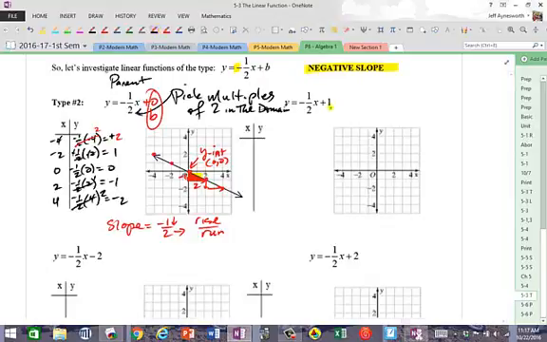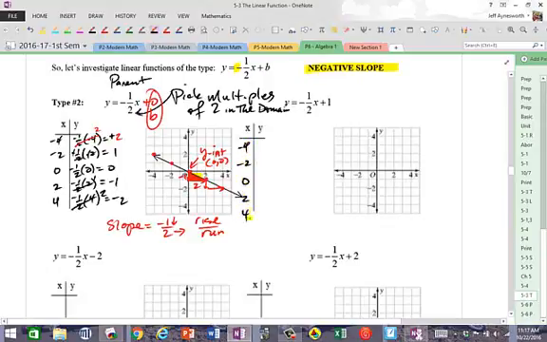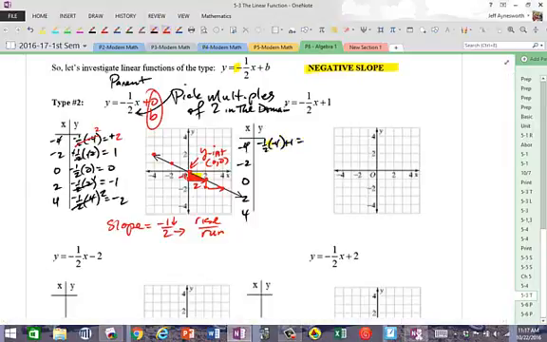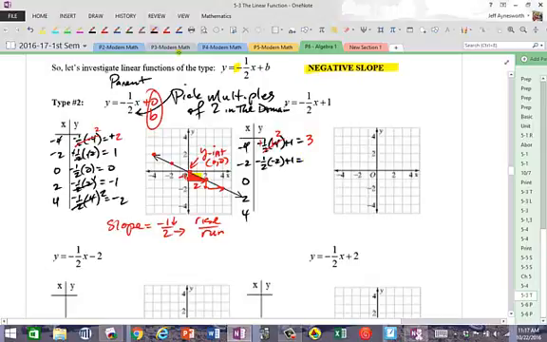Okay, so let's pick the same domain here. And let's take negative 1/2 times negative 4 and then add 1. Let's see what we get. First of all, the negatives cancel. And 2 into 4 is 2. So 1 times 2 is 2, plus 1 more is 3. Negative 1/2 times negative 2 plus 1. First of all, the negatives cancel, and 2 into 2 is 1. 1 plus 1 is 2, okay?